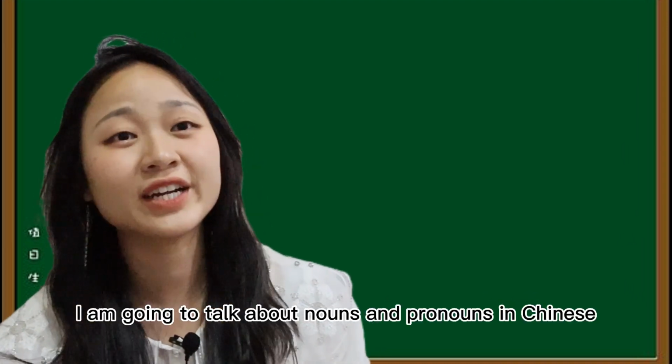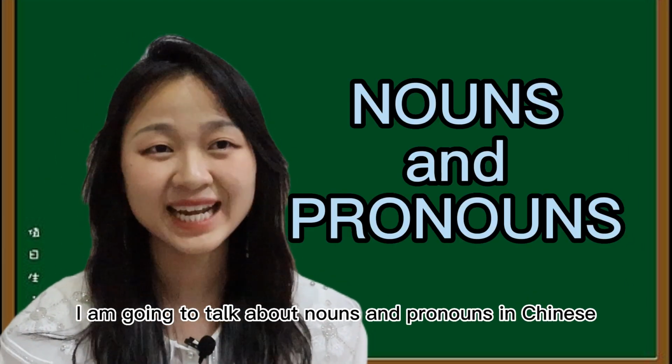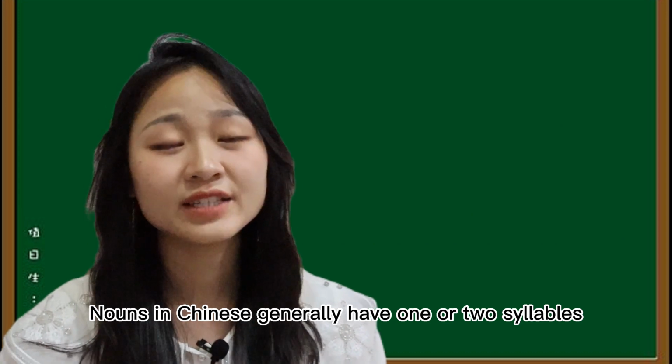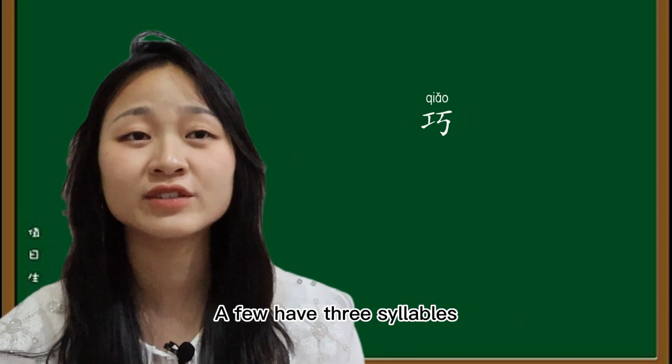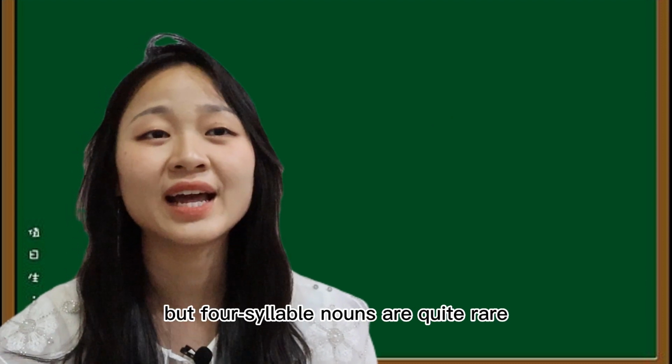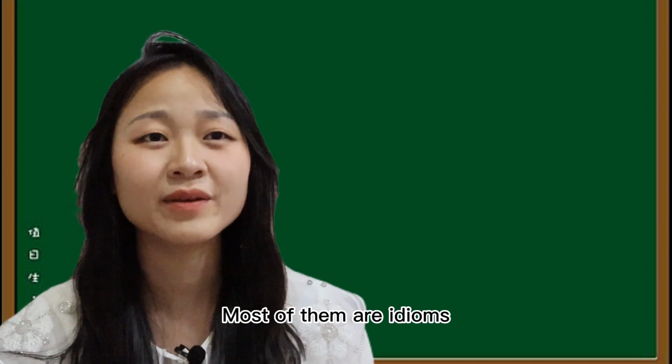Today, I'm going to talk about nouns and pronouns in Chinese. Nouns in Chinese generally have one or two syllables. A few have three syllables, but four-syllable nouns are quite rare. Most of them are idioms.